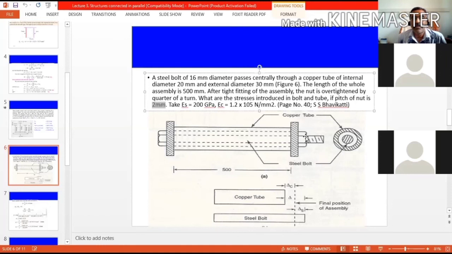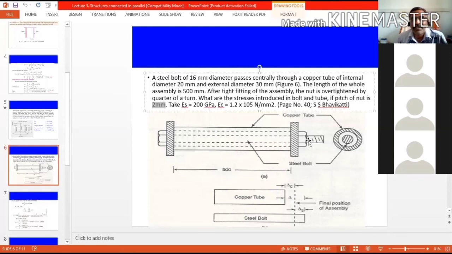The nut will move axially when it is rotated. For every rotation, it will move 2 millimeters. But in this problem, the nut is tightened by quarter turn, 1/4 of the rotation. So 1/4 into 2, it is moved by 0.5 millimeter. When it is tightened, what will happen in the bolt and what will happen in the copper tube?